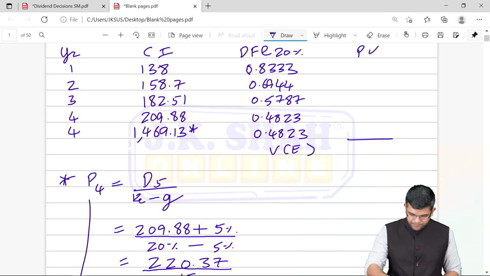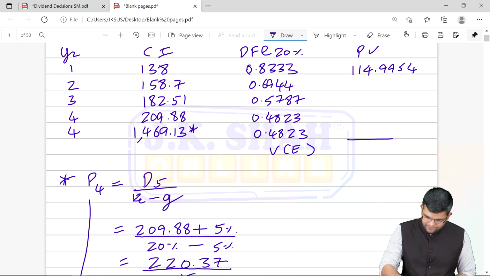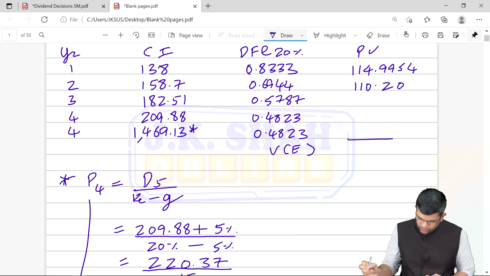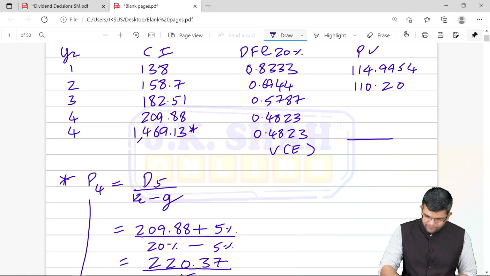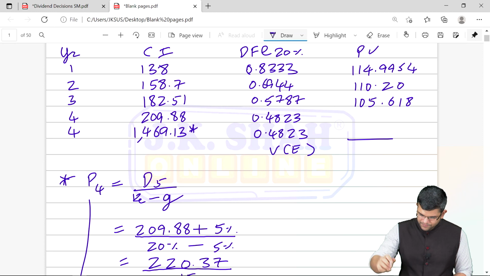So let's start, children. So on the calci 138 into 0.8333 M plus, this will give you 114.9954. Then 158.7 into 0.6944 will give you, if I press M plus here, 110.20128. 182.51 into 0.5787 M plus, this is 105.618537.